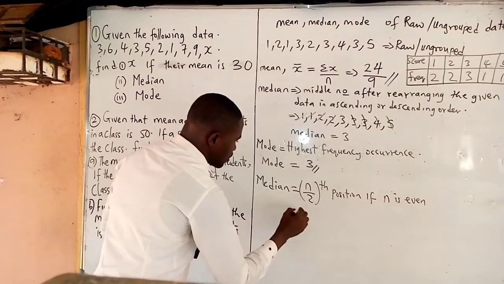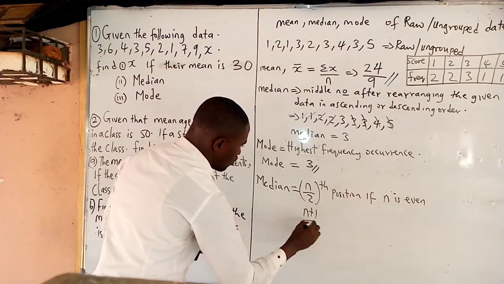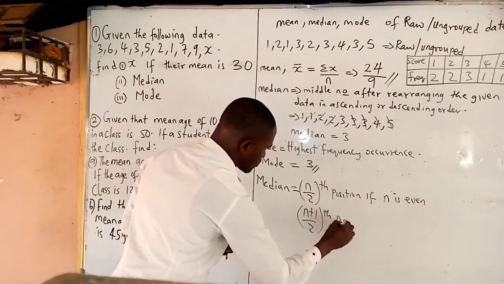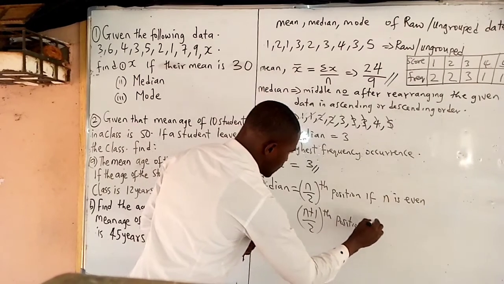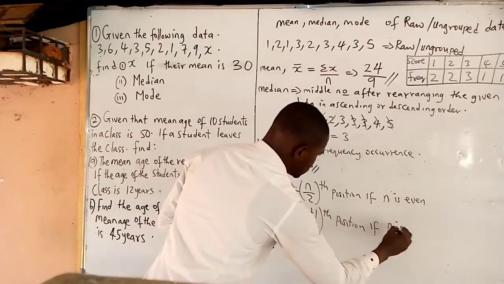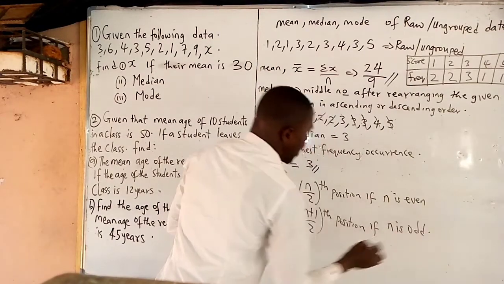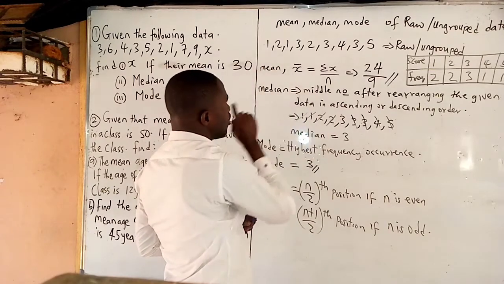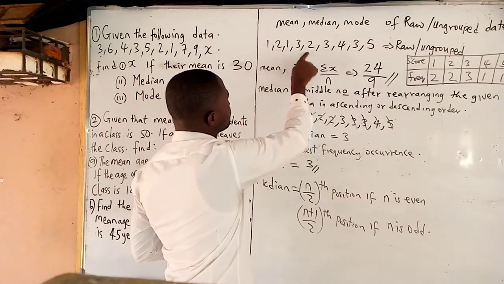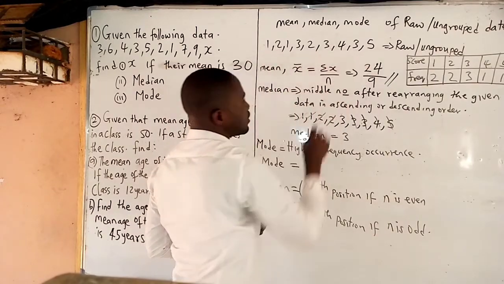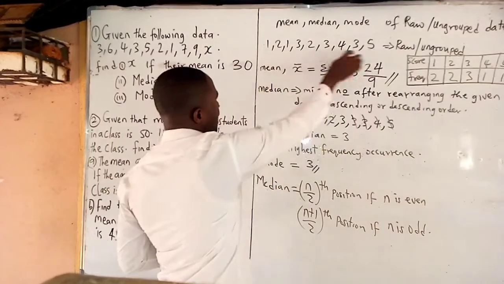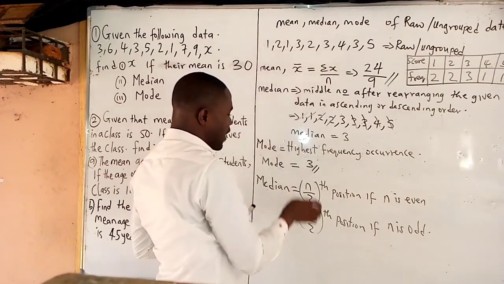Or I say n plus 1 over 2 position if n is odd. Now, what do we mean by if n is even? We say, okay, 1, 2, 3, 4, 5, 6, 7, 8, 9. The total n is 9. We have 9 to be the value of n.